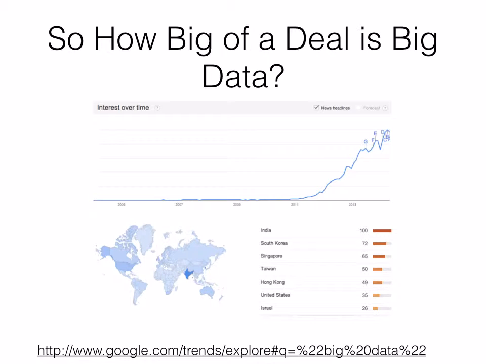So what's really interesting is India tops the list. The U.S. comes in, what, 6th, 7th there. South Korea is 2nd, Singapore, Taiwan, Hong Kong, and then below the United States is Israel. So it's interesting how it's split up by geographic region. I would have thought that maybe Europe and the United States would have been higher, but as you can see, Europe's not even on the chart. So who knows why that is? But what it does tell us is that big data is a big deal.